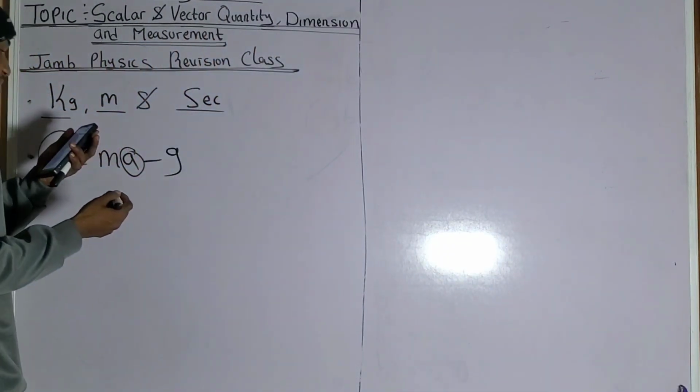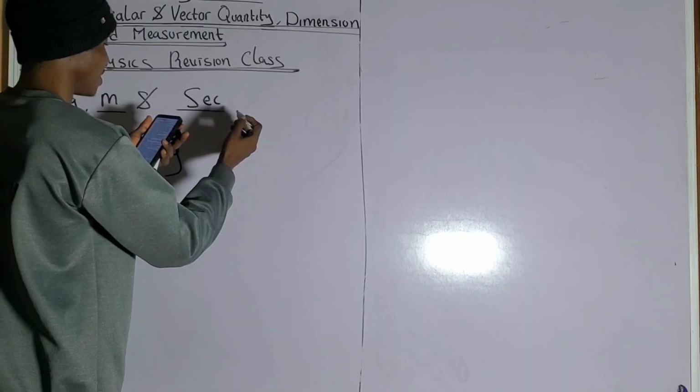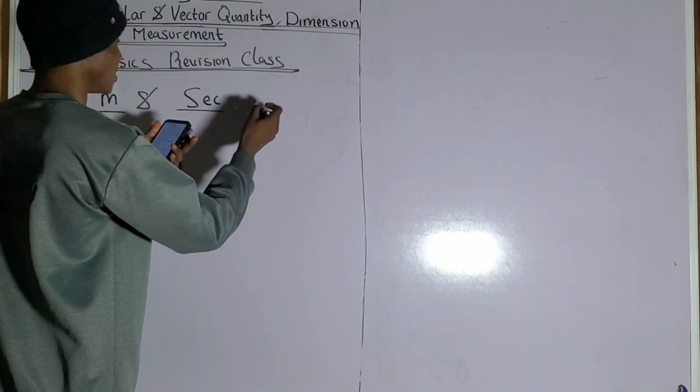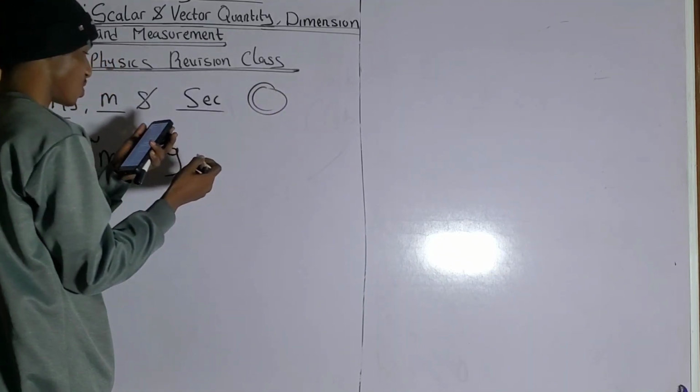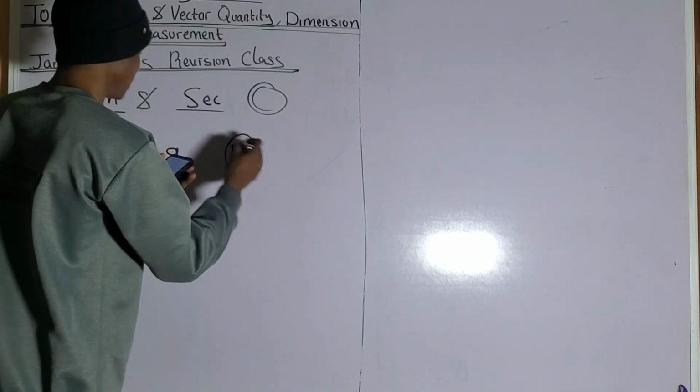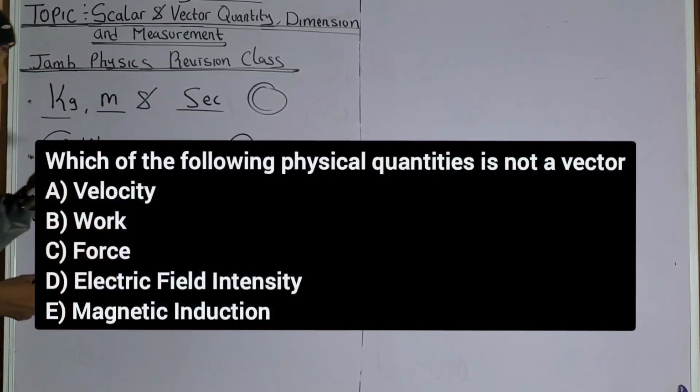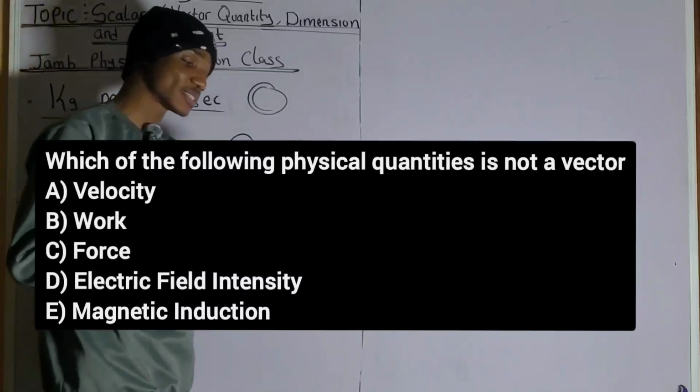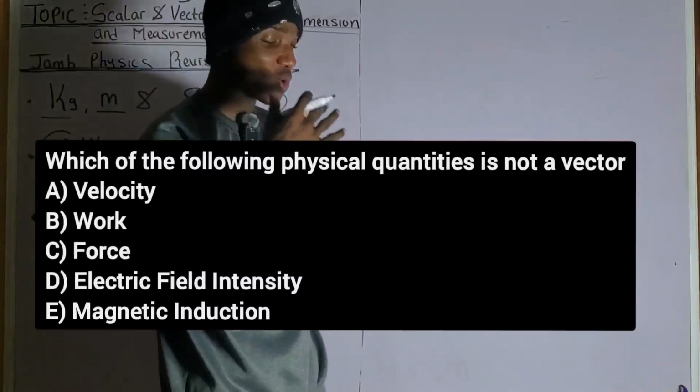Okay, so let's look at the third question. The correct option for the first question is option C. Okay, and the second as well, the correct option is option E. Now, we are in the third question. Which of the following physical quantities is not a vector quantity?